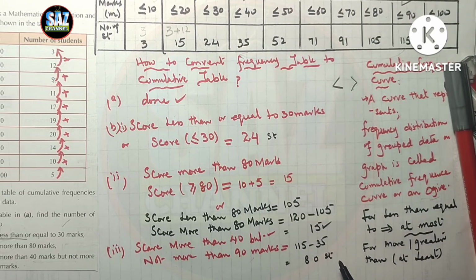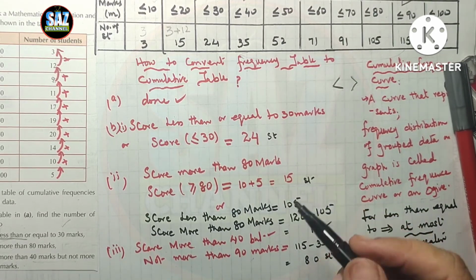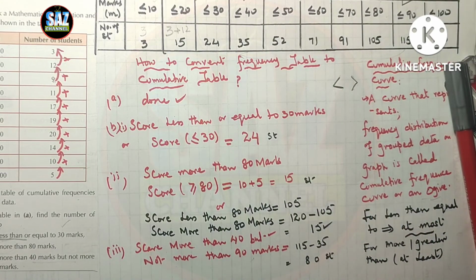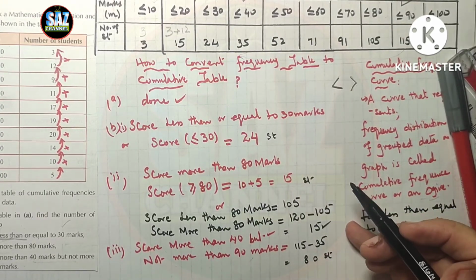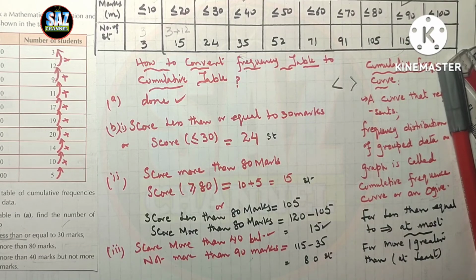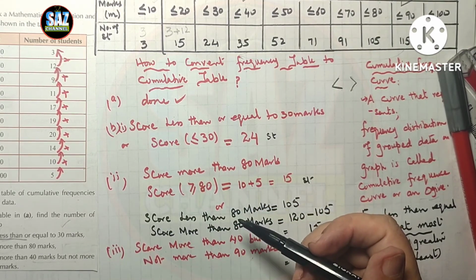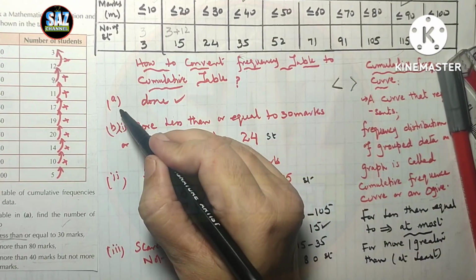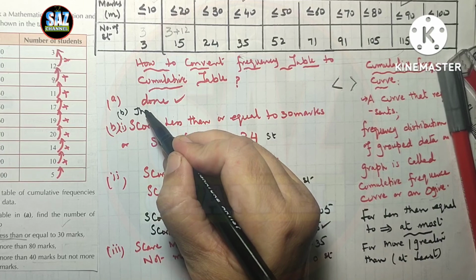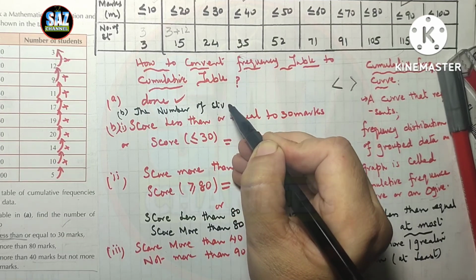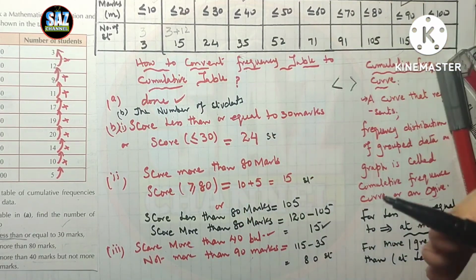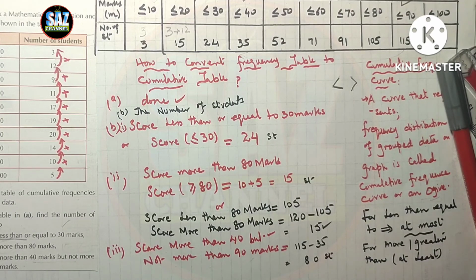I hope students you are clear how to find the less than equal to condition and more than equal to condition, and the difference between at most and at least. Please watch and understand this whole lesson carefully for better understanding of the next class. In this class, in the B part, the main requirement was we have to find the number of students.